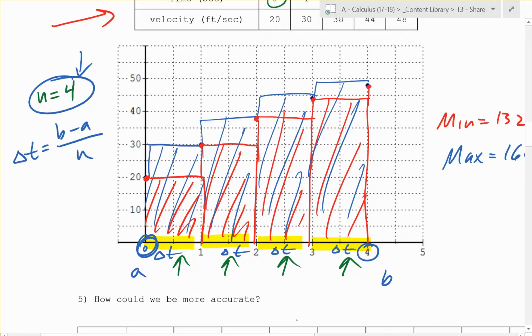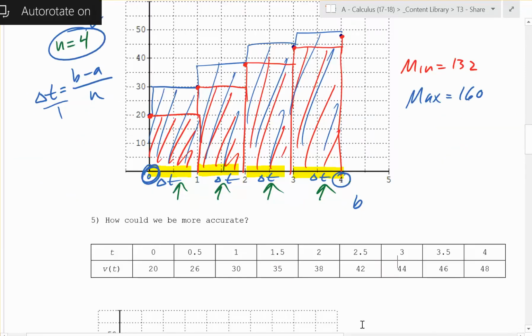Now, it also means you could cross multiply this and end up with n equal to (b minus a) over delta t. So if you cross multiply this, the delta t and the n just switch places.